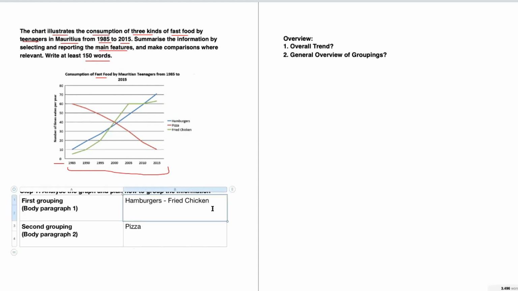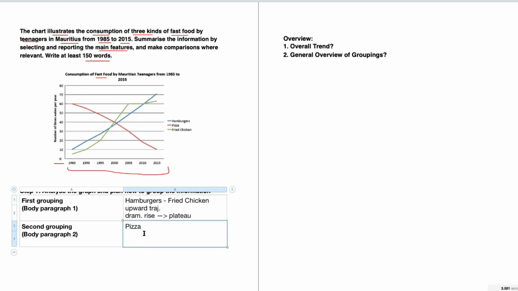It doesn't look like there are any dips or any strange things going on, but I do want to note in my notes here, when it comes to hamburgers and fried chicken, they have an upward trajectory. Okay, this is another great way to say increasing. And I do want to talk about a dramatic rise and then a plateau when it comes to fried chicken, because this right here, this line is very interesting, and I think it is a very relevant and main feature. So I'm going to note that.